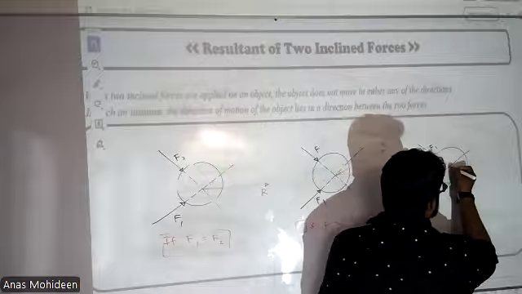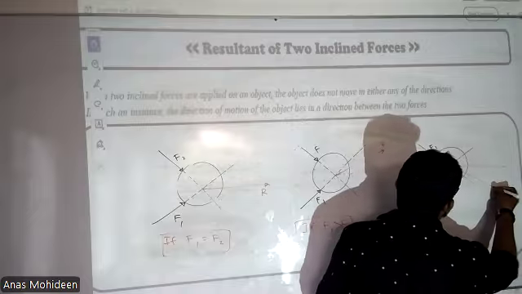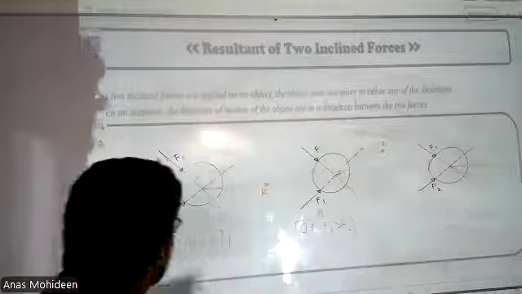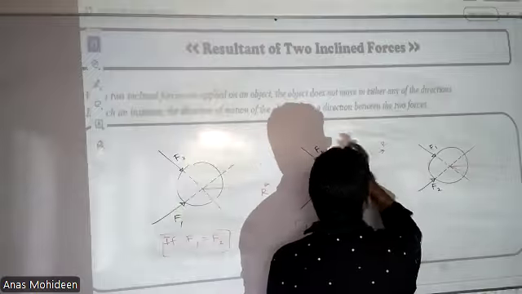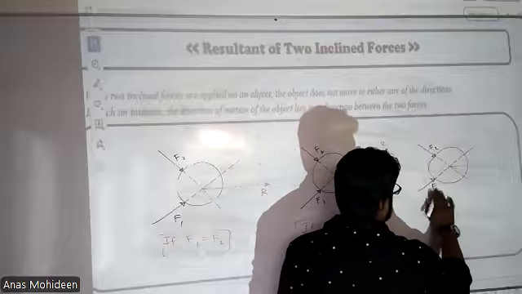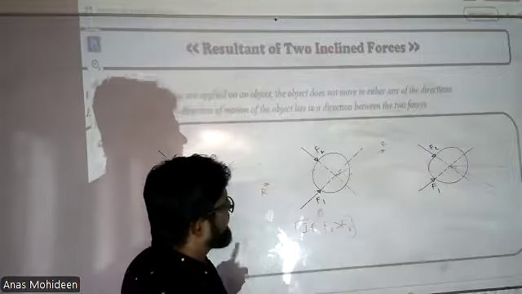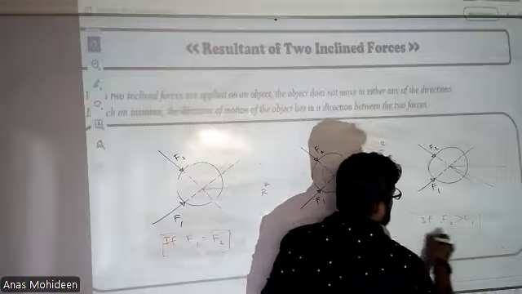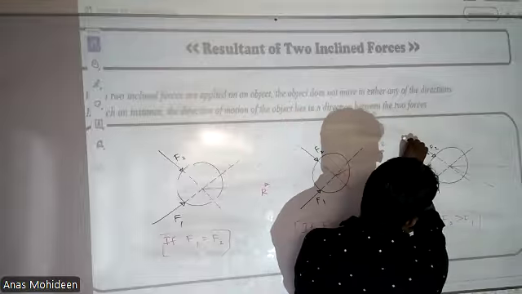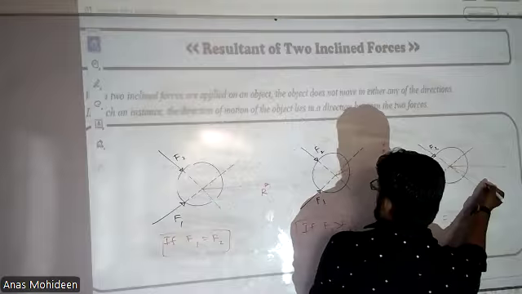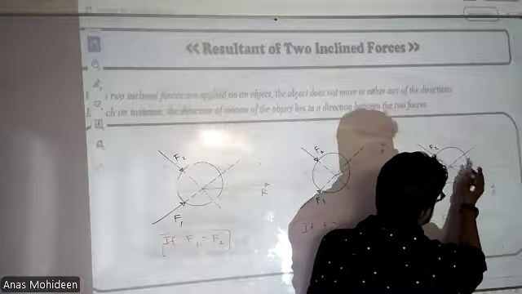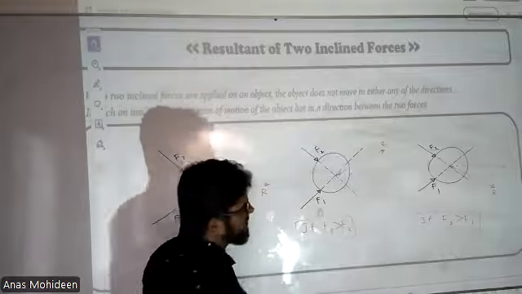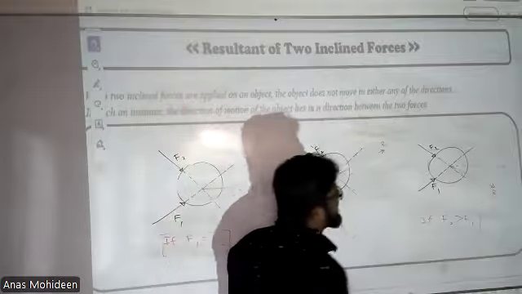If F2 is more between these two lines, oh wait, I have changed the letters, no? F1, F2. Now, if F2 is more than F1, what would happen? The resultant would be acting closer to the direction of F2, in this way. This is the resultant. Somewhere between these two lines you can take it. So that is the resultant.